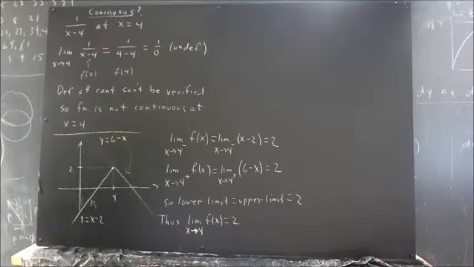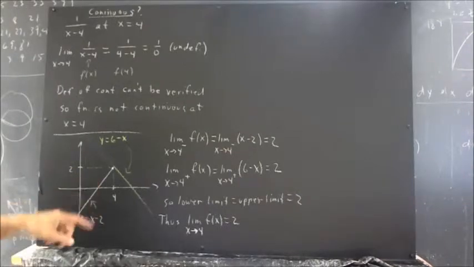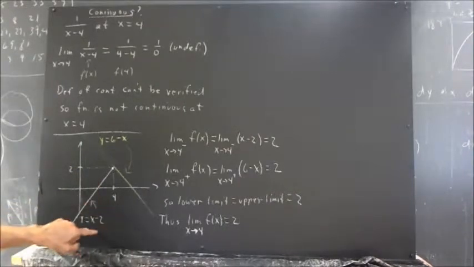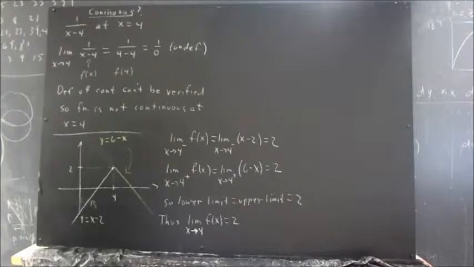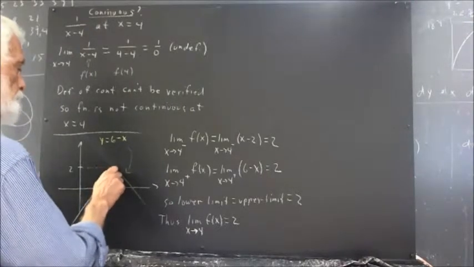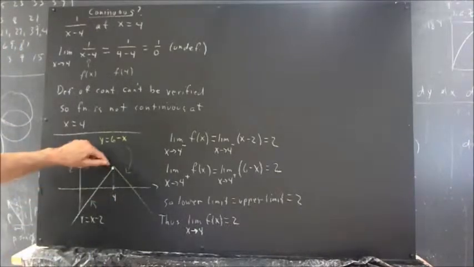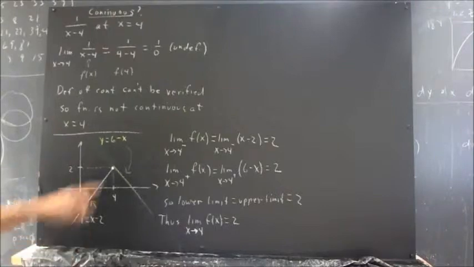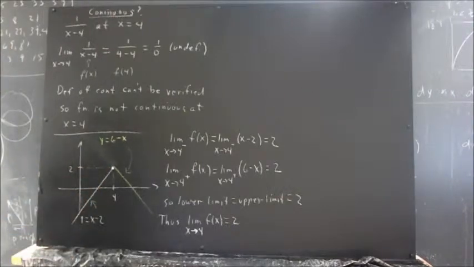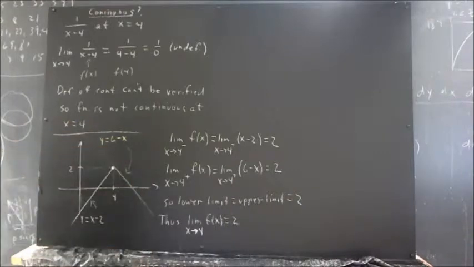A function that's defined to be x minus 2 on the interval from negative infinity to 4. In other words, for x less than or equal to 4. So this function applies up to and including this point, which I've darkened a little bit more to indicate that that point is included in this part of the definition. And then y equals 6 minus x for x greater than 4.